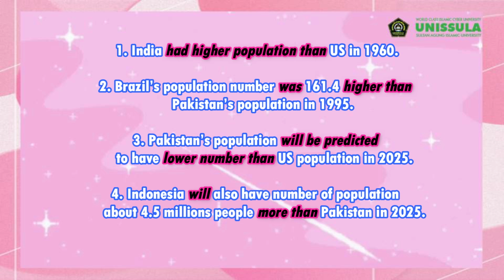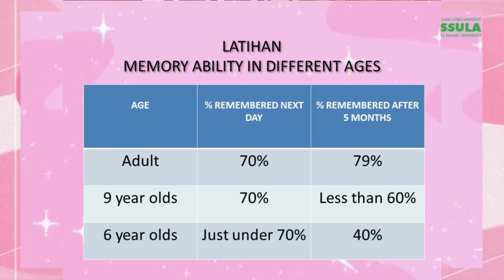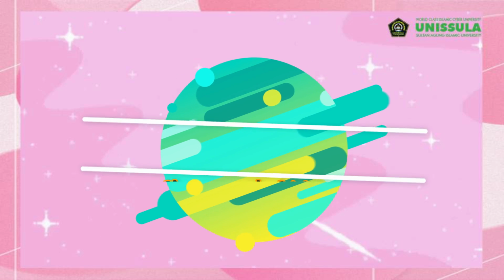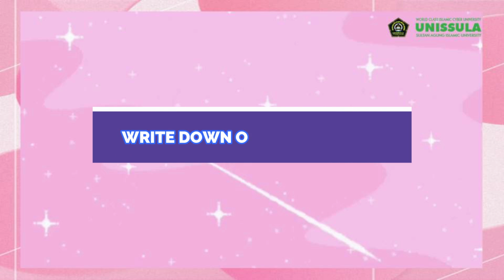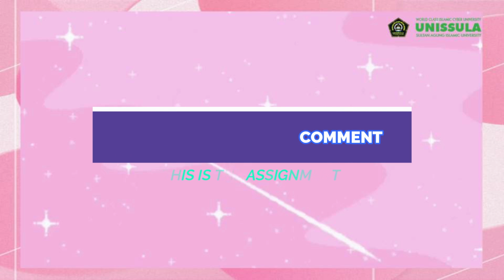Okay, students, and now secondly, I give you the second table. The second table here is about the memory ability in different ages. So take a look at this table, and then I need you to write down in the comment of the video. Try to choose 2 ways in reading a table. From 5, choose only 2 ways. Write down in the comment, and this is our learning.